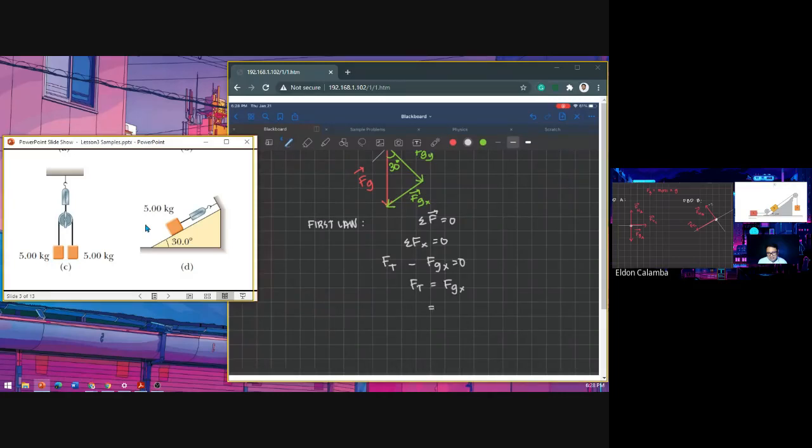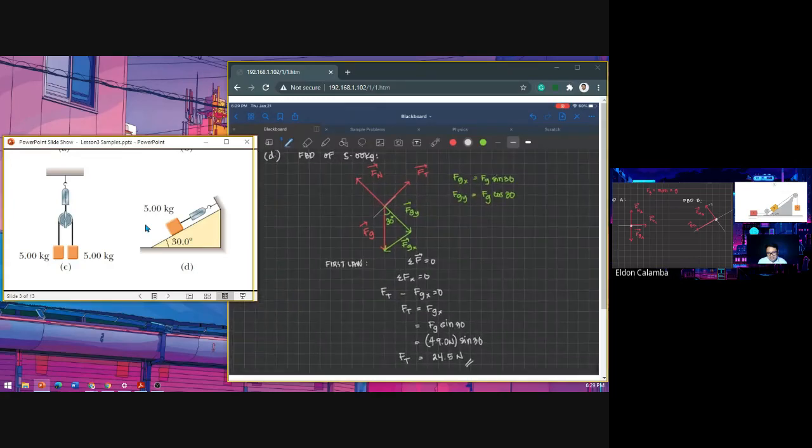This is equal to Fg sine 30. So, this is 49 newtons sine 30. So, Ft is, I hope we have the same answer, if you have your calculators there. So that's 49 sine 30. So you have 24.5 newtons. That is now your answer. That is the reading now of your spring scale. And that is 24.5 newtons, which is lesser than the weight of our object.